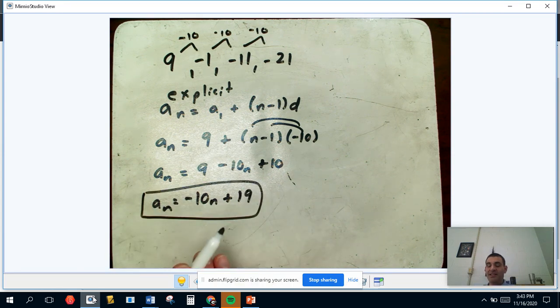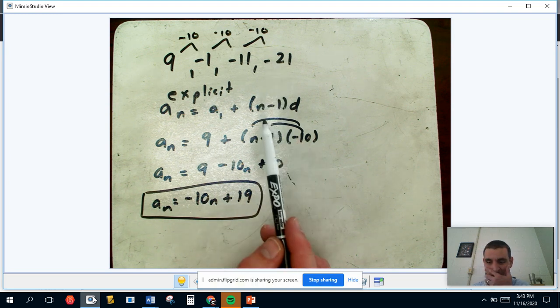And again, you can test it. Say the fourth term, for example, this time. If I take a 4 and plug it in there, A sub 4 is equal to negative 10 times 4. That's negative 40 plus 19 is negative 21.